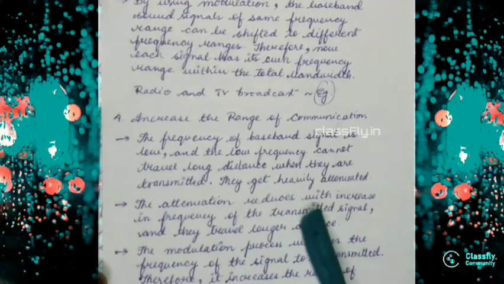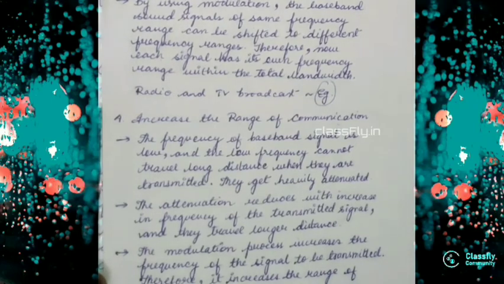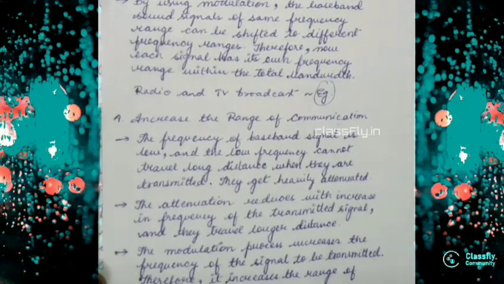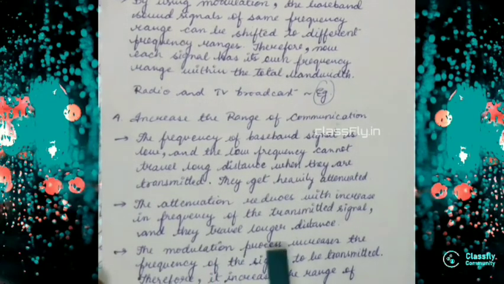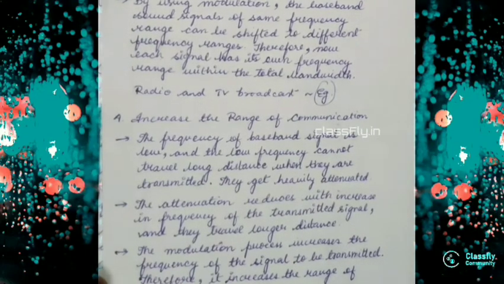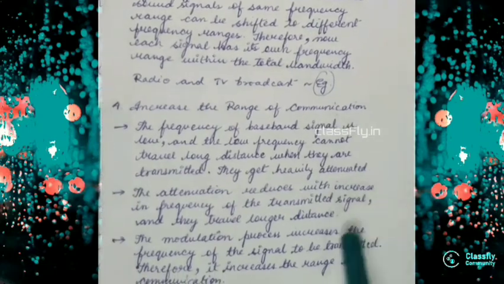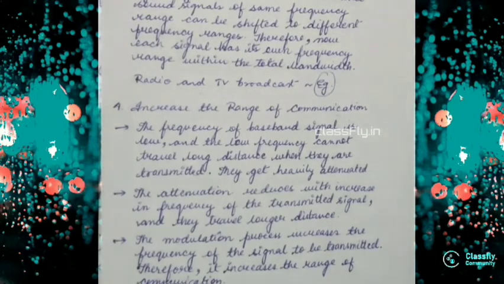The attenuation reduces with increase in frequency of the transmitted signal. Whenever the attenuation reduces, then only it can travel long distance. The modulation process increases the frequency. If the frequency increases, then the attenuation will decrease of the signal to be transmitted. Therefore, it increases the range of communication. So, it can travel more distance if we do modulation. So, this is the fourth point, that is increasing the range of communication.